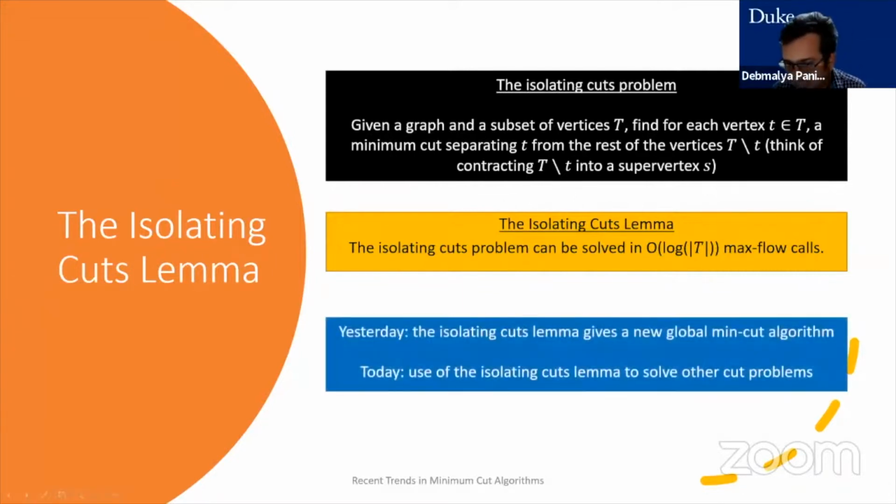Yesterday we saw that this lemma gives rise to a new global min-cut algorithm. Today we'll see a variety of other uses of this lemma to get a set of new results for other cut problems. The way I've organized the talk today is I'll quickly go over a few different applications of the isolating cuts lemma in the first half of the talk. I'll go a little fast, but as I said, stop me if you want to. Then in the second half of the talk, I'll dig a little deeper into one pair of results on something called the Gomory-Hu tree problem.